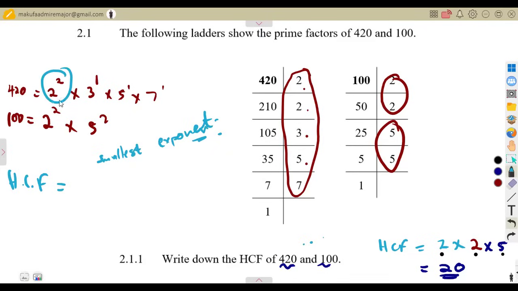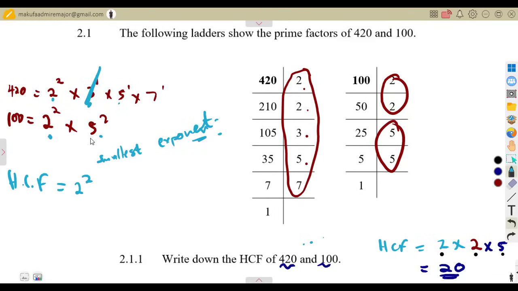So 2 to the exponent of 2 is common. I mean, 2 is common here. There's a 2 also here. Which one has got the smallest exponent? They're just the same. So I'm just going to take it as 2 to the exponent of 2, because they're the same. 3, we have got a 3 here. Are we having a 3 this side? No, we don't have. So we are not going to take this.